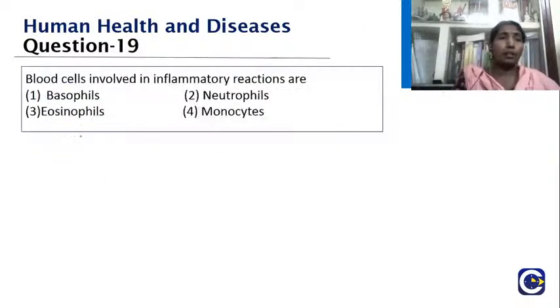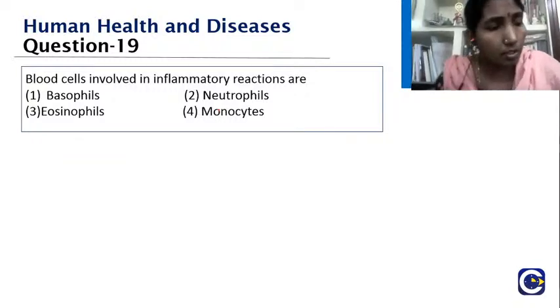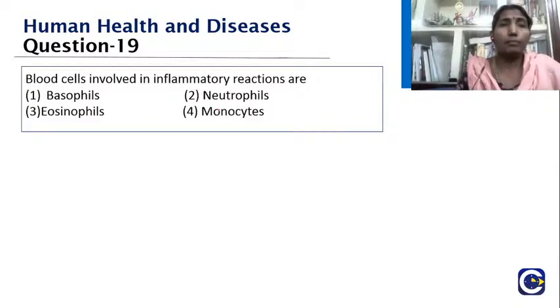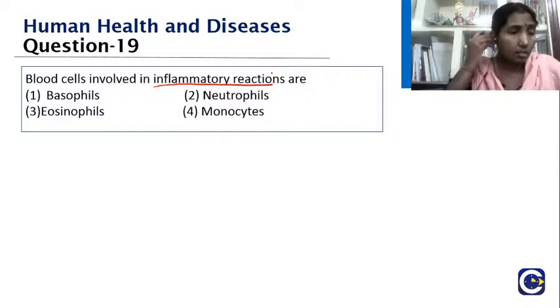Excellent. Blood cells involved in inflammatory reactions are basophils, neutrophils, eosinophils, monocytes. What should be your answer? I already said inflammatory reaction. So in inflammatory reaction, what should be the blood cell involved here? Okay, let me come to neutrophil.